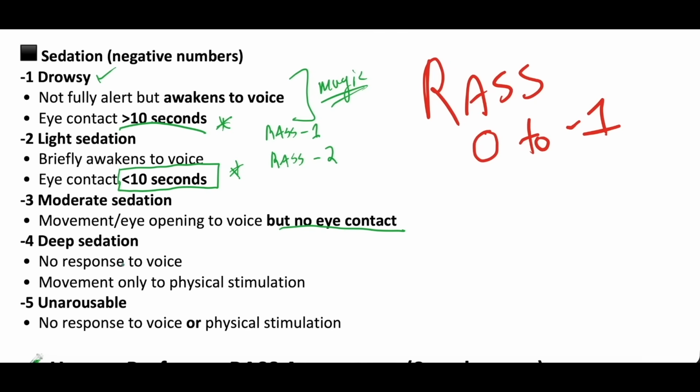And then RASS of -4, now we're getting into deep sedation, right? If you hear people saying let's target a RASS of -4 to -5, these are deeply sedated patients, because a RASS of -4 has no response to voice. They're not opening eyes, not moving to voice, but if you give them a little physical stimulation, a little noxious stimuli, they will move, but not spontaneously to voice. And then RASS of -5 is unarousable. There's no response to voice and no response to physical stimulation. This is deep sedation.